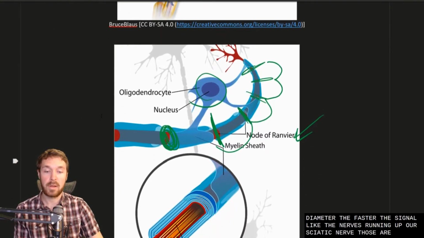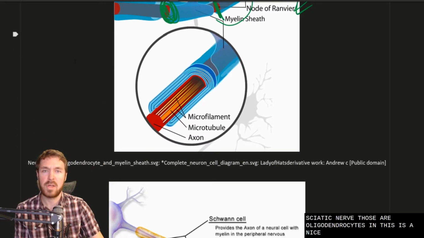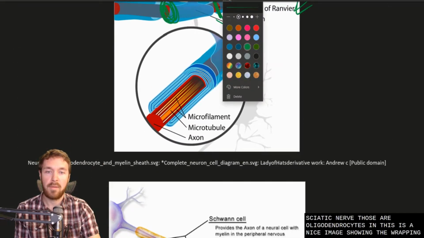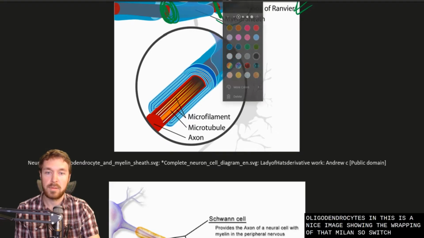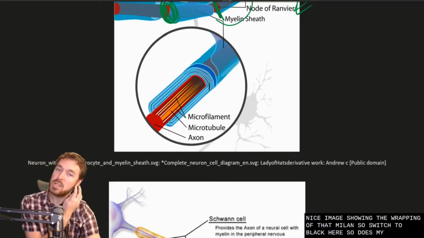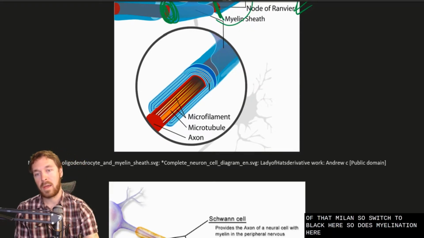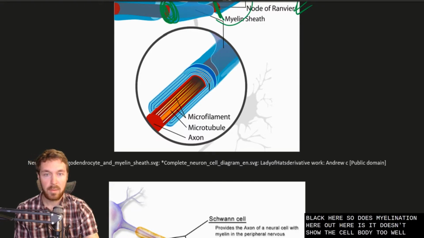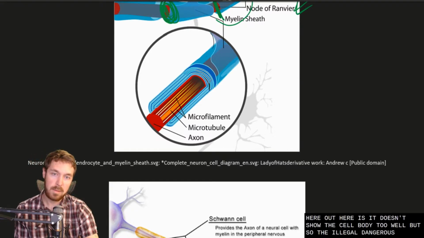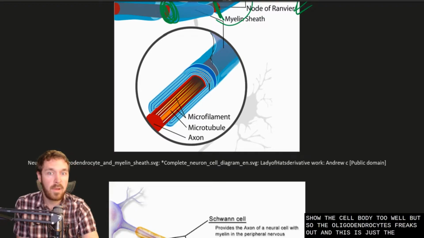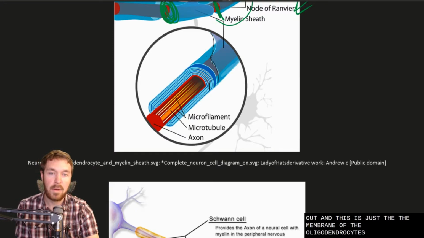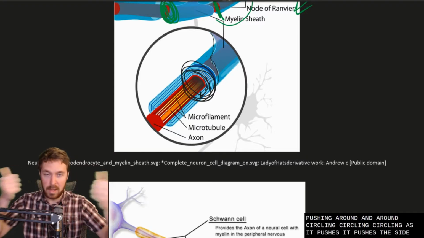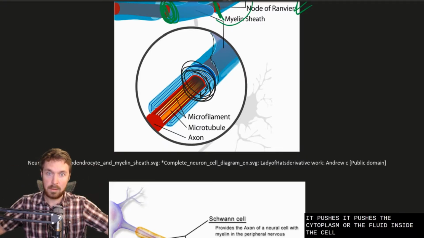So those are oligodendrocytes, and this is a nice image here showing the wrapping of that myelin. So let's switch to black here. So this myelination here, out here, it doesn't show the cell body too well, but the oligodendrocyte reaches out, and this is just the membrane of the oligodendrocyte that comes out and just wraps. It continues pushing around and around, circling, circling, circling, as it pushes the cytoplasm, or the fluid inside the cell, outwards.